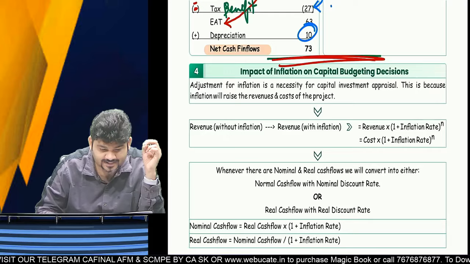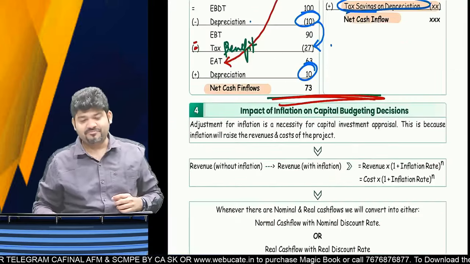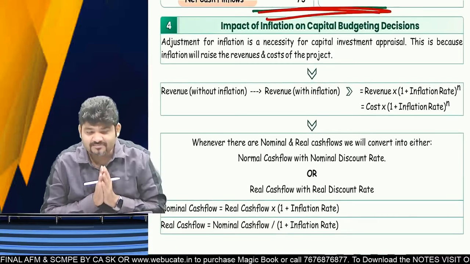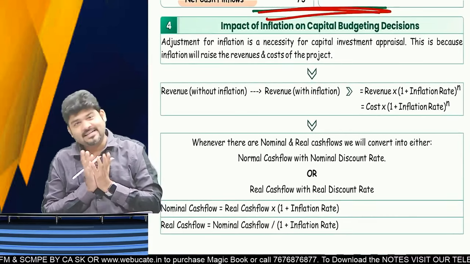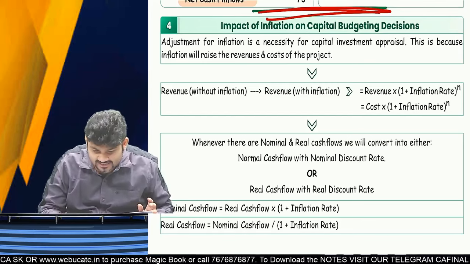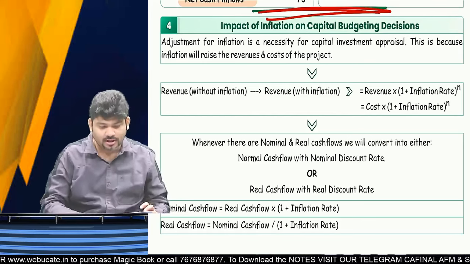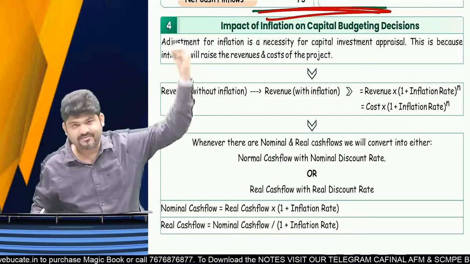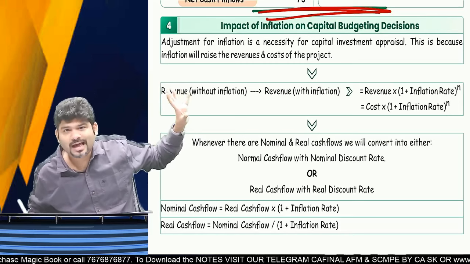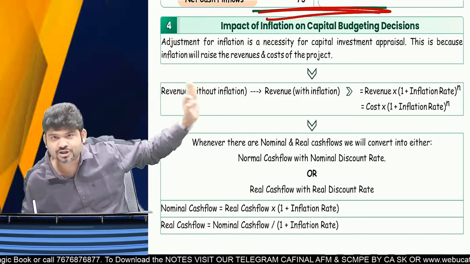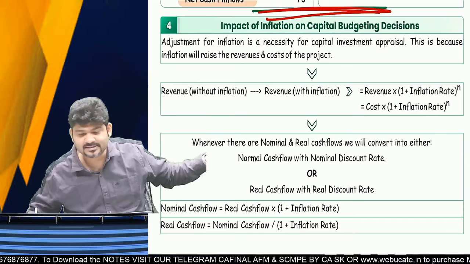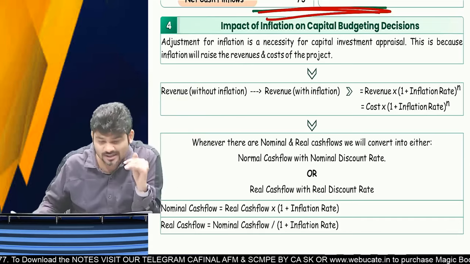Now comes the next concept, and that is impact of inflation on capital budgeting decision. So does inflation have any impact on any decision? The answer is always yes. In capital budgeting, we can see that there are two kinds of cost and revenue. One is revenue and the other is cost. If the question has given you revenue without inflation or cost without inflation, you will have to add that inflation percentage and then you will get the revenue including inflation.